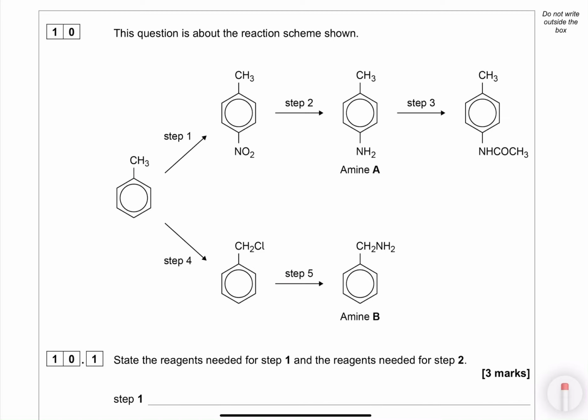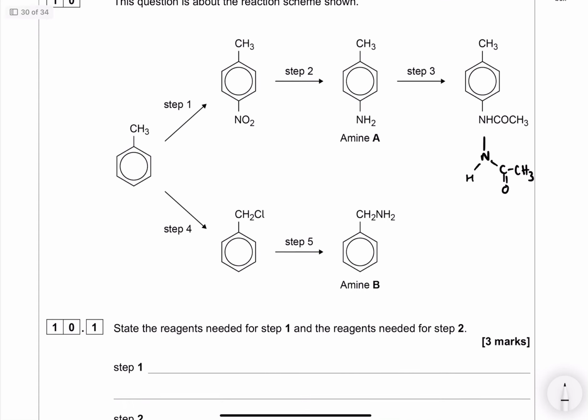This question is about the reaction scheme shown, and we can see we've got methylbenzene at the beginning. In step 1 we're nitrating it, in step 2 we're turning the nitro group into an amine group, and in step 3 the amine group is becoming an amide. If we were to draw that part of the structure out, we've got an N with an H joined to a C with a double bond O and a CH3, so that's an amide. The bottom part, the methyl group is being chlorinated and then turned into a different amine.